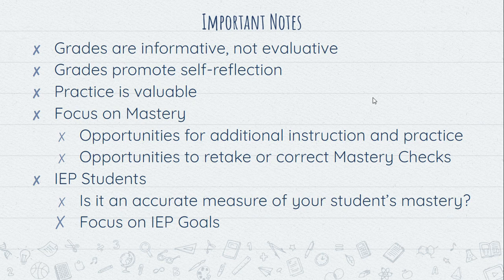It's also important for our IEP students, if you have a student with an IEP, to think about, when you're looking at the grades, is it an accurate measure, again, of your student's mastery? If your student really struggles in math, for example, and that is why they have an IEP, then you can expect that their mastery grades in math will be lower. That's because it is an accurate measure of where your student is. It's also important to remember that if your student has an IEP, while we are working towards mastery of grade level standards, our main focus is on their IEP goals.